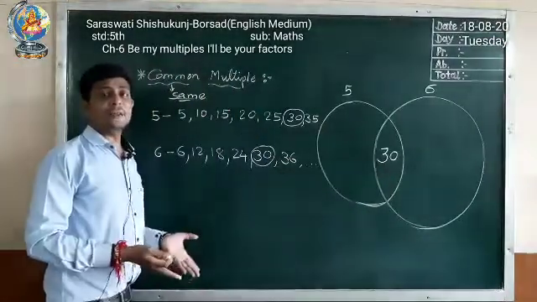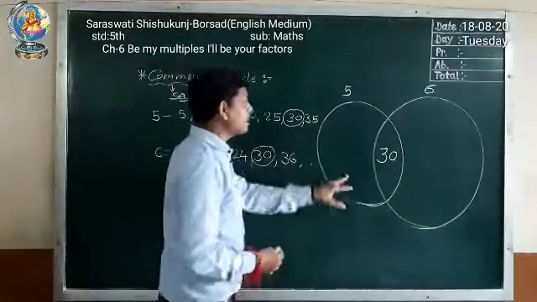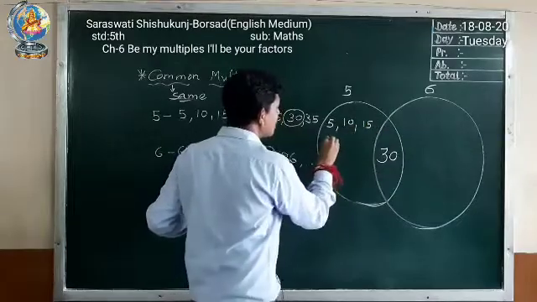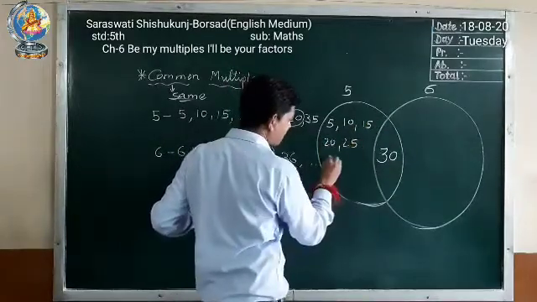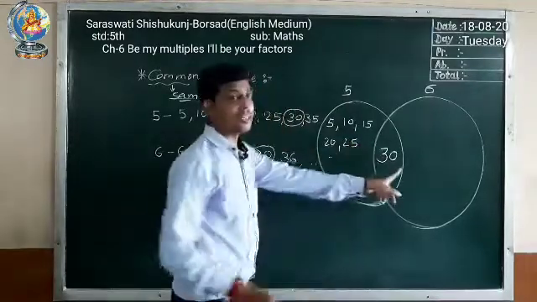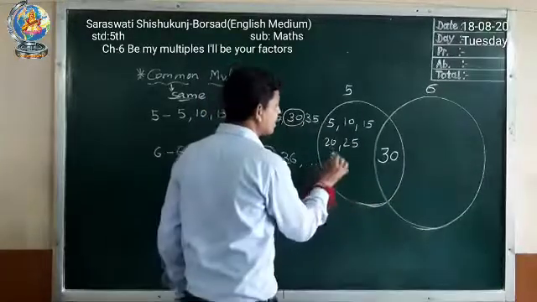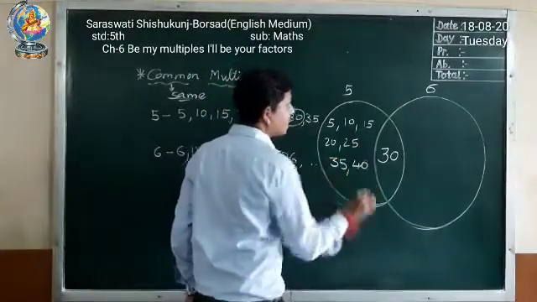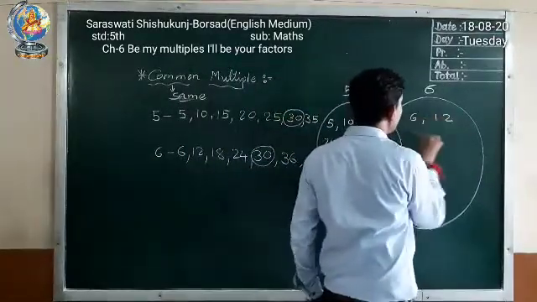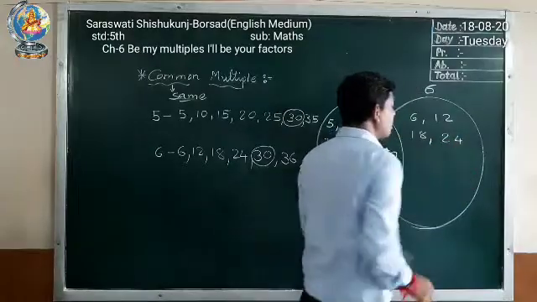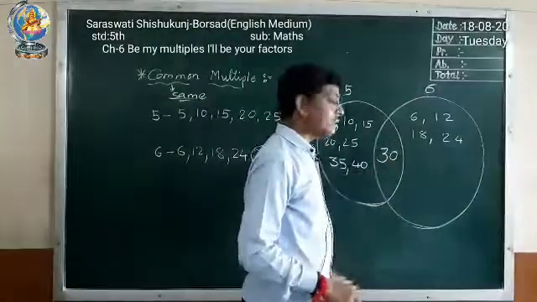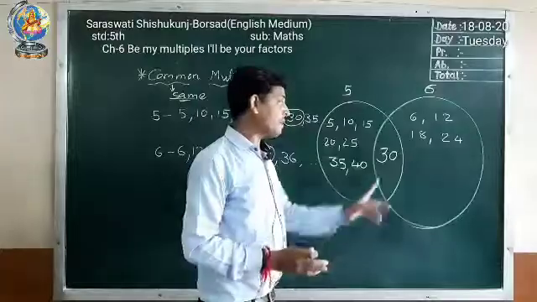Now what about the remaining multiples? We write them separately. For 5: 5, 10, 15, 20, 25. We don't write 30 because it is common in both. Then after 30, 35, 40. Same way for 6: 6, 12, 18, 24. We will not write 30 here because it is already written in the overlapping part between the two circles.